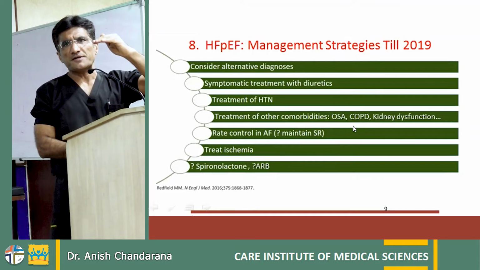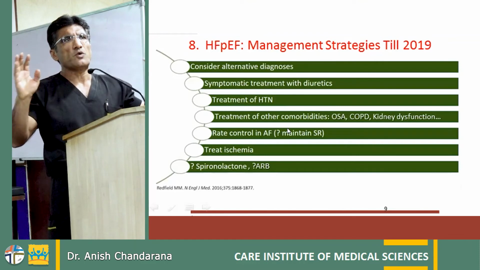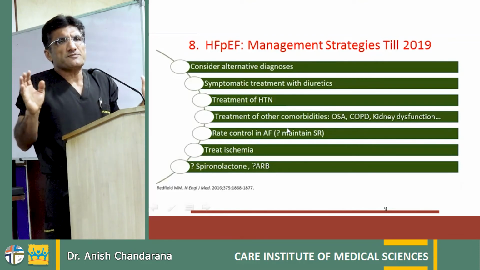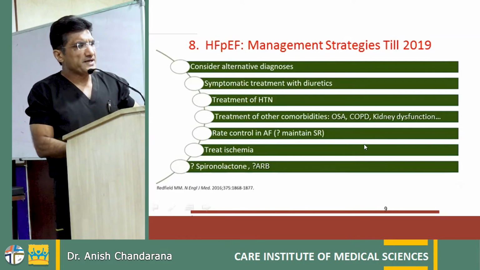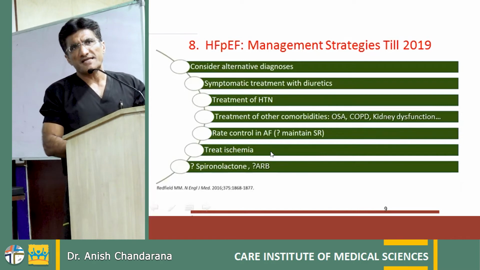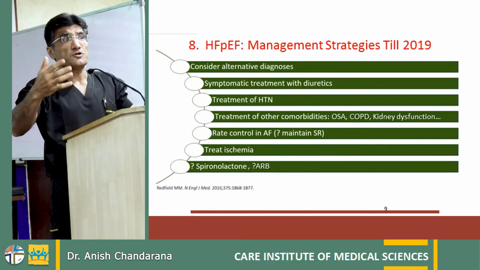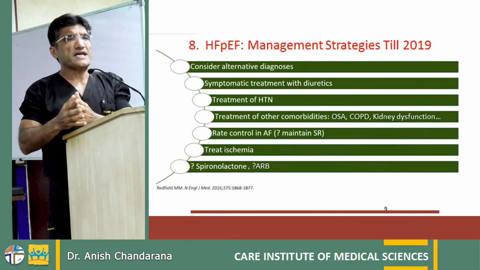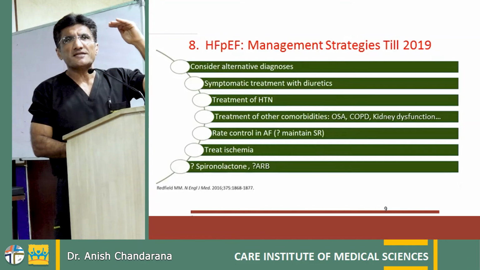To reduce the symptoms of the patients with HFpEF, you have to reduce their blood pressure to a level of less than 120/75. Don't be satisfied at 140/90. Take them low. Treat obstructive sleep apnea, COPD, kidney disease. Rate control in atrial fibrillation. If you can maintain sinus rhythm, it's good, because atrial kick contributes to the cardiac output more so in patients with HFpEF. So try to see that the patient is in sinus rhythm, or at least control their heart rate to a resting of 60.